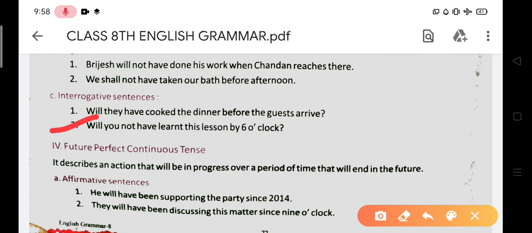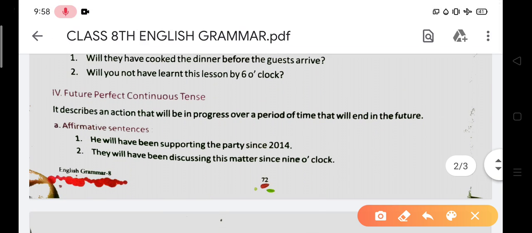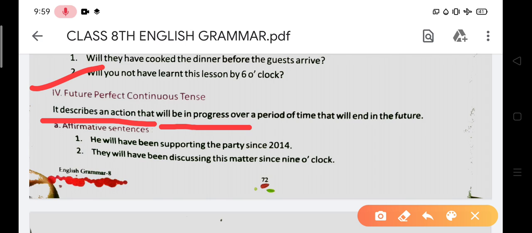After that, next tense. What is the next tense? Listen carefully. Future perfect continuous tense. So it describes an action that will be in progress over a period of time that will end in the future. It describes an action, listen, it describes an action that will be in progress. How? That will be in progress over a period of time that will end in the future.